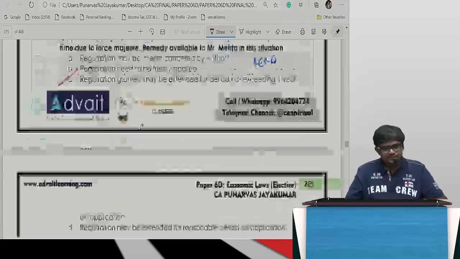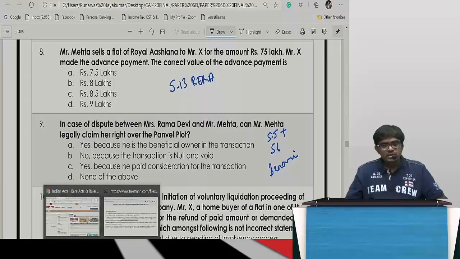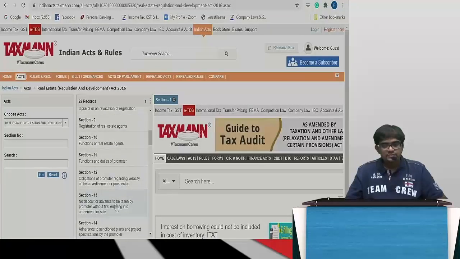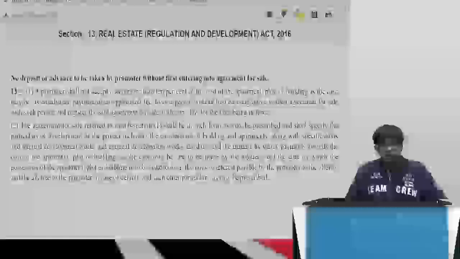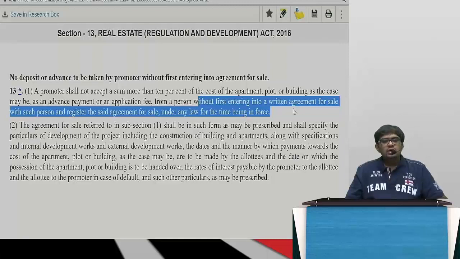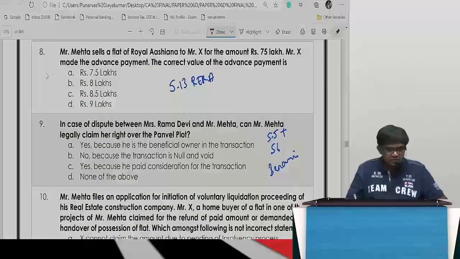Directly they'll give. Next. Mehta sells a flat of Royal Ashiana for the amount of 75 lakhs and makes the advance payment. Guys, what should be the advance payment? Maximum that you can take. Remember section 13? Agreement for sale has to be done. Promoter shall not accept a sum more than 10% of the cost without first entering into an agreement for sale. But the maximum amount you can receive is 10%. 10% of 75 lakhs is how much? 7.5 lakhs. So easy, guys.